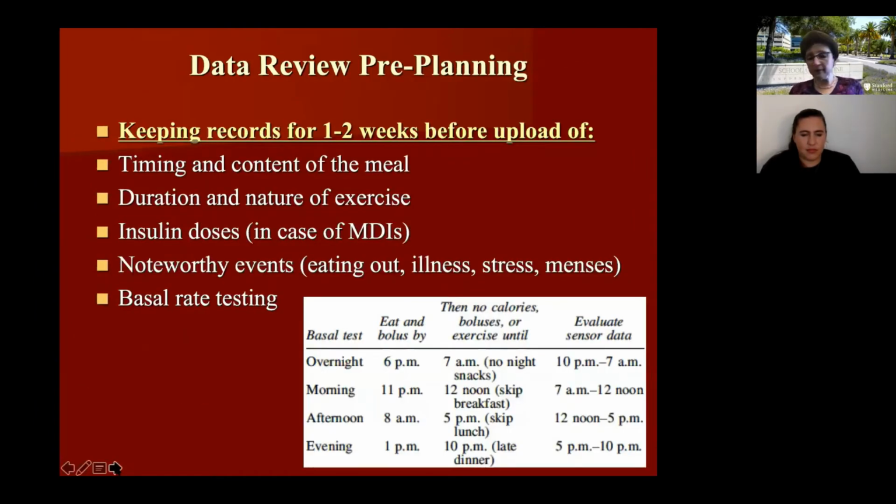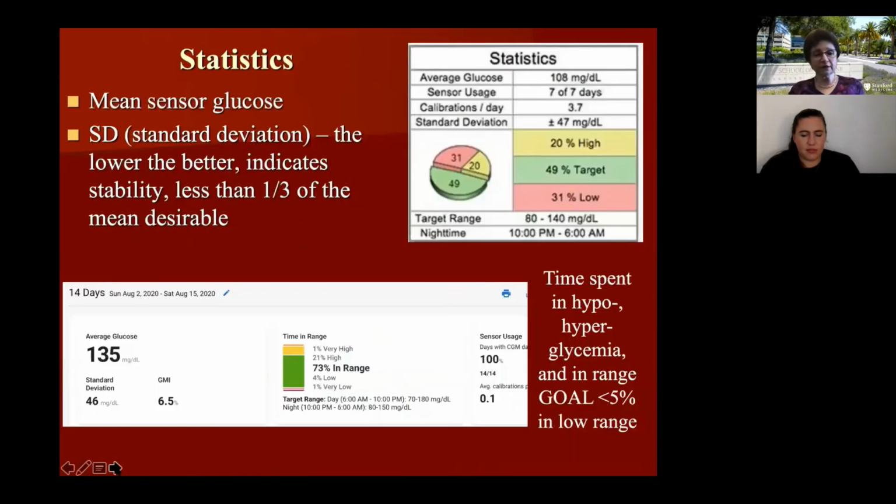I'm going to skip through some so we have time for questions. For the Dexcom statistics, you will look at the average glucose. GMI stands for Glucose Management Indicator, and it correlates more with time in range than with the A1C. But usually it's very good for the A1C data.